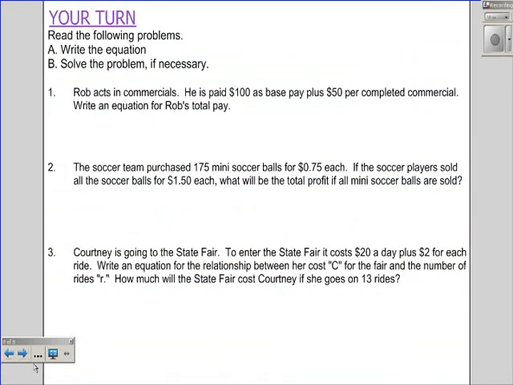Okay, here are 3 for you to take your turn. So write the equation and solve the problem if necessary. So really right now what we're focusing on is just writing the equation. We're not necessarily worried about solving them. So let's just worry about getting them written, and we can worry about solving them later, because that should be a review from previous lessons. So please pause the recording at this time and complete these 3 problems, writing the equation.